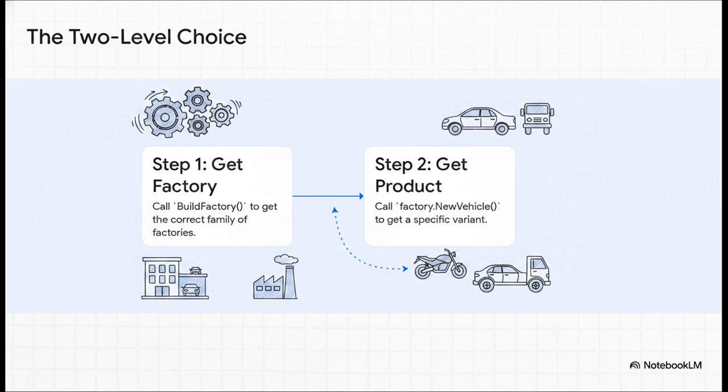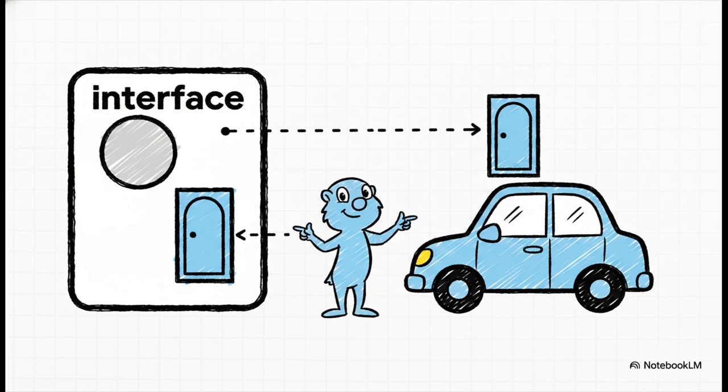Step 1 is choosing the dealership. We call a function like buildFactory to get the family of objects we want. Step 2 is choosing the model. We then use that factory we just got to call a method like newVehicle to get the specific product we need. And for our third and final pillar, we've got the actual products themselves, the real cars and motorbikes.